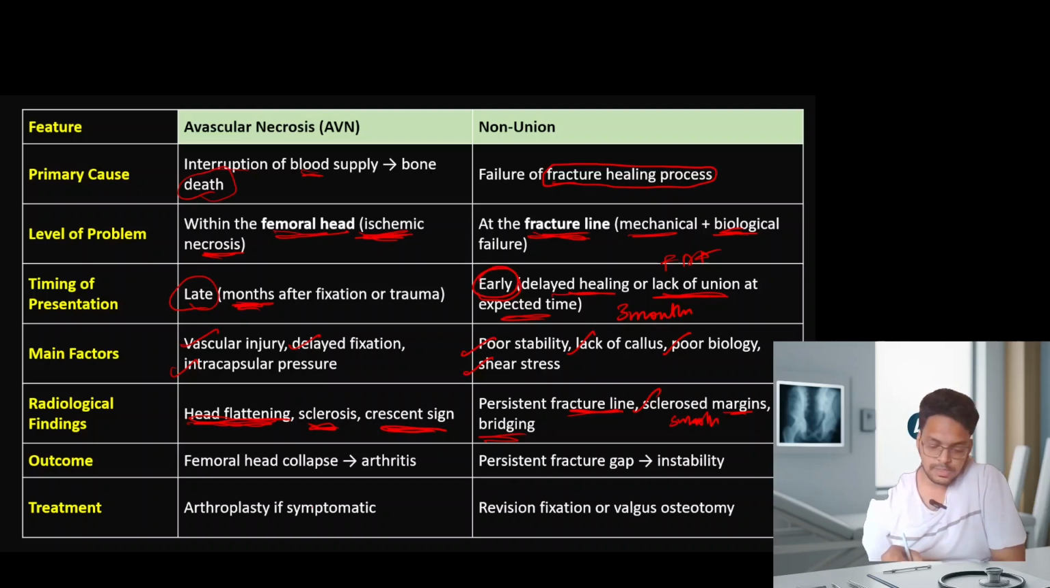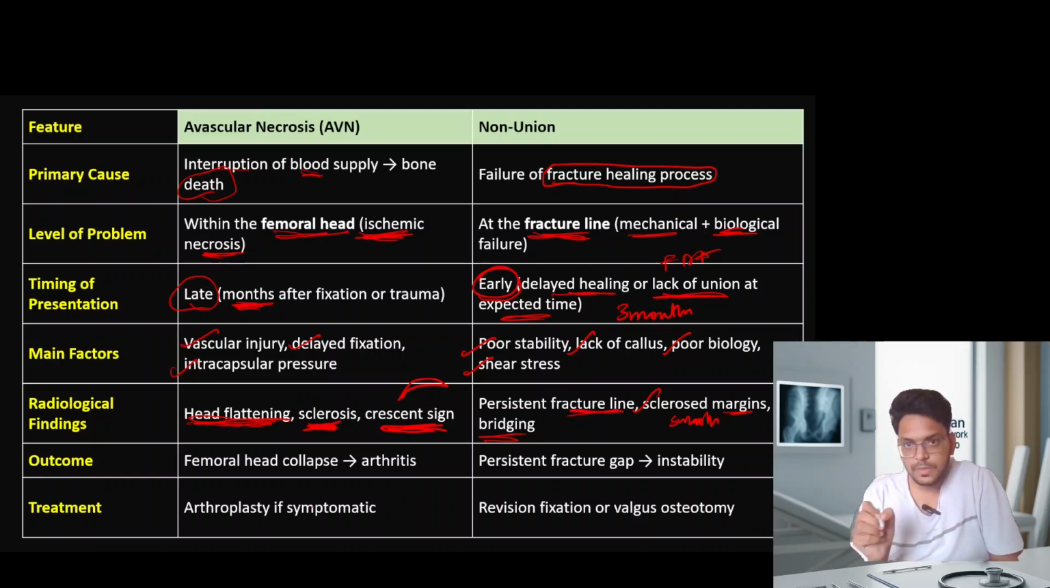Those areas are called sclerotic areas. Okay, within the head there are sclerotic areas, and there is a crescent sign. What is crescent sign? Crescent sign is a half moon shape appearance of the femoral head in the subchondral region, just below the cartilage of the femoral head. In the subchondral region, we will find a thin rim of sclerotic and lucent area. Within the sclerotic area, there is a lucent area of crescent shape. This is called crescent sign in avascular necrosis.